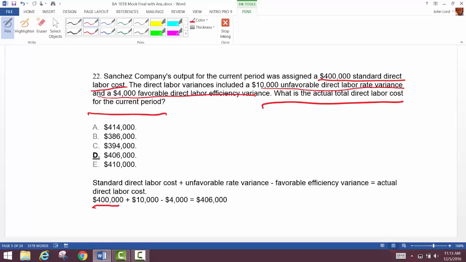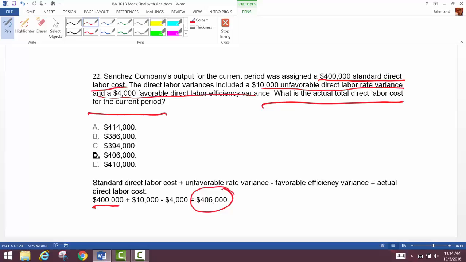Okay, so to get to the actual, you would do what? You would add the unfavorable because what's happening? The actual is more than the standard, right? And you would subtract the favorable because in that case the actual was what? Less than the standard, and that's how you get what the actual was. Okay, I don't like questions where they make us work backwards. This is sort of testing your understanding, though, of what we're doing here. Why are we doing this?